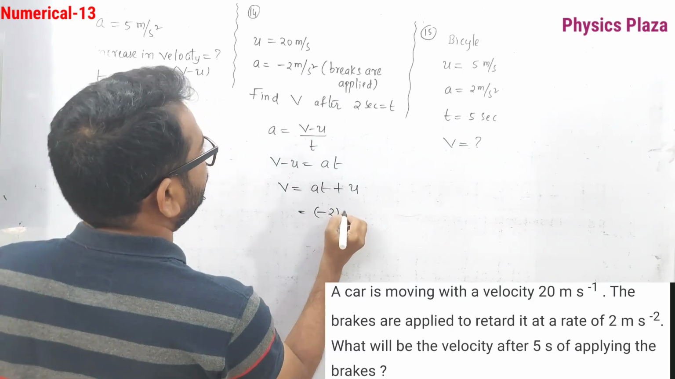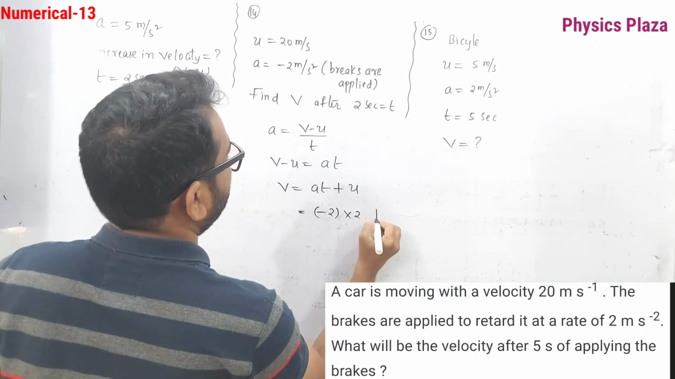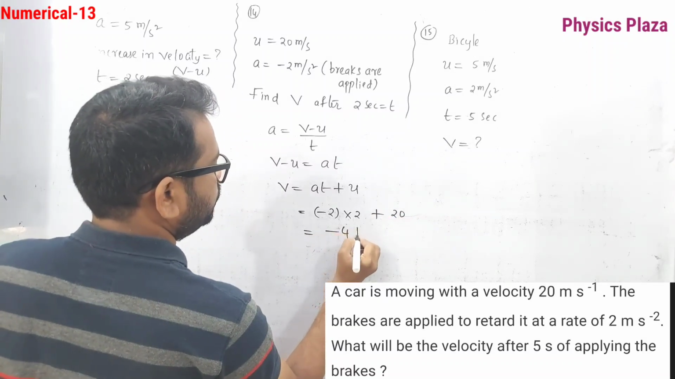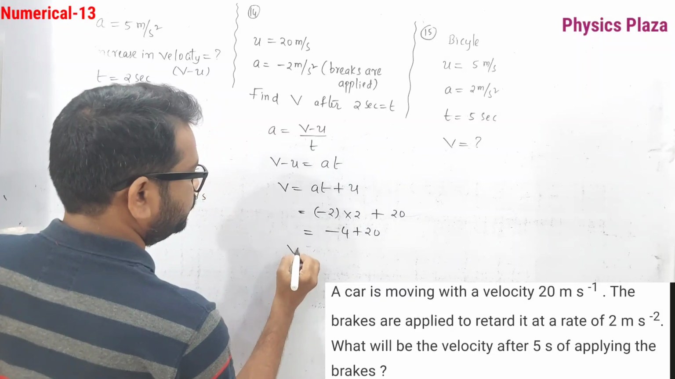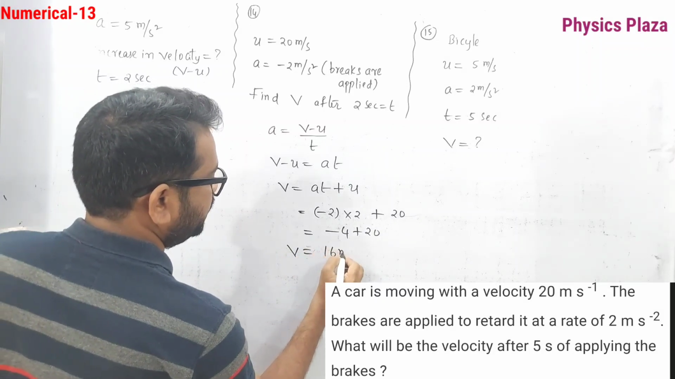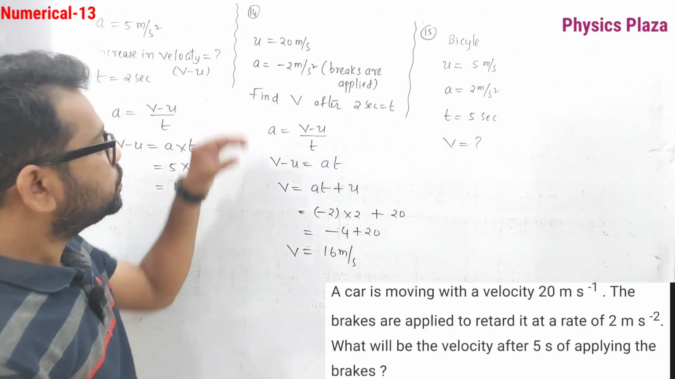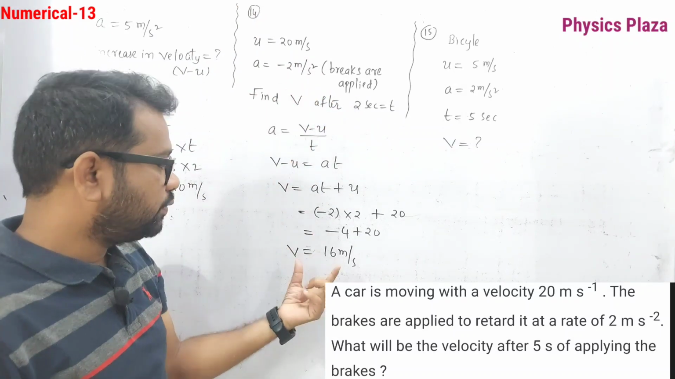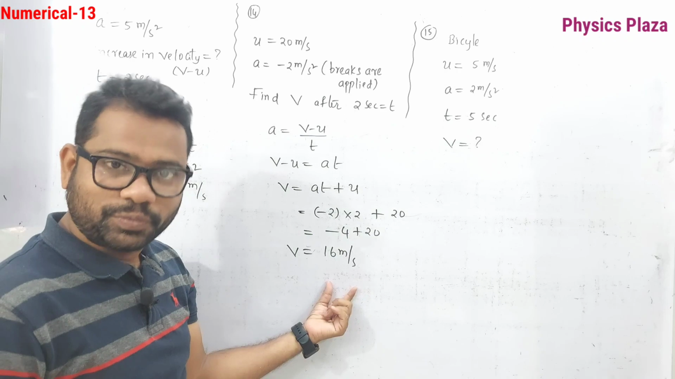So minus 2 into 2 plus it is 20. This will be minus 4 plus 20. This is V is equal to 16 meter per second. I mean, after 2 seconds, if it is moving with this much retardation, its velocity will be 16 meter per second. Okay, now fine.